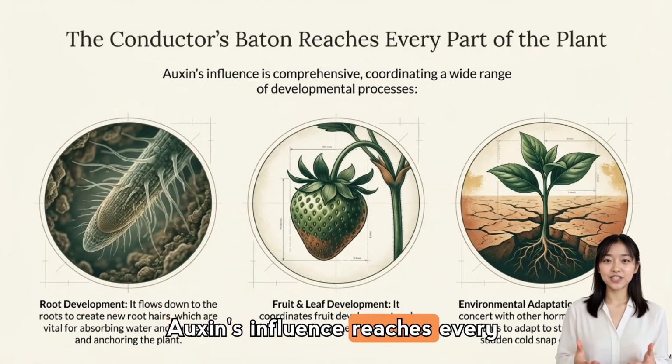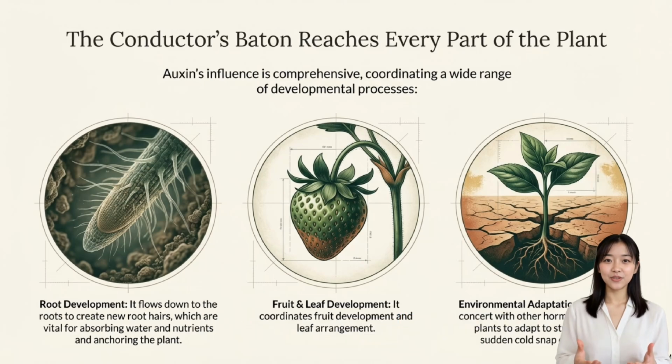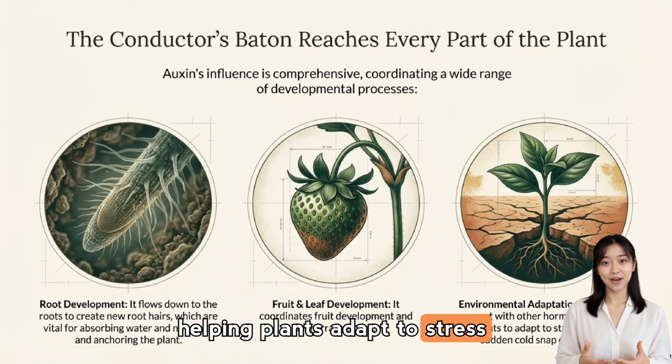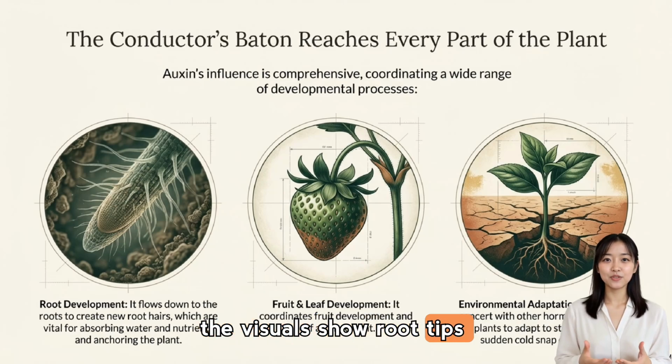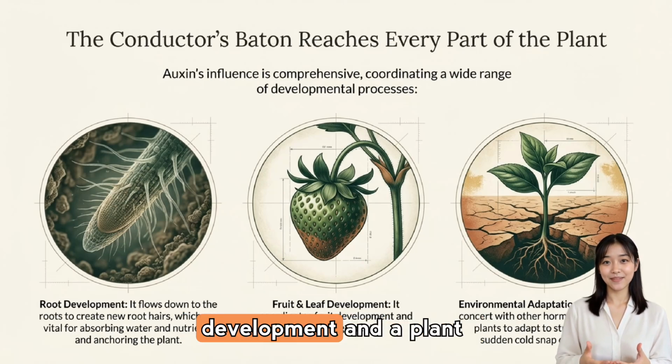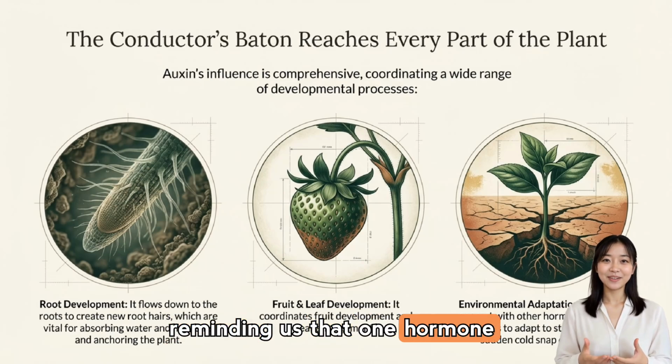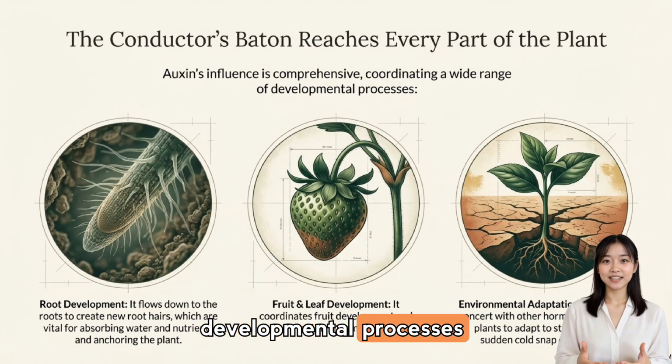Auxin's influence reaches every part of the plant, from sculpting root systems to shaping fruit and leaf arrangements and helping plants adapt to stress. The visuals show root tips forming hairs, a strawberry's development, and a plant adjusting in tough conditions, reminding us that one hormone coordinates many developmental processes.